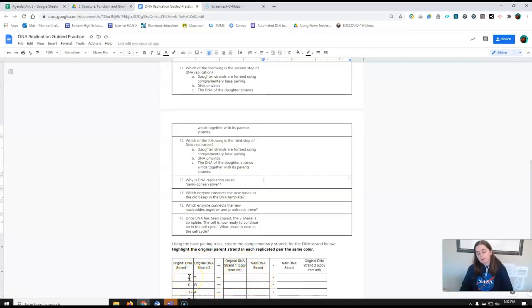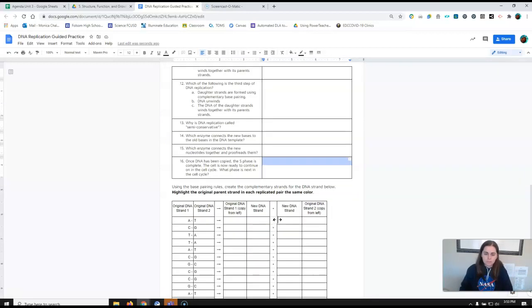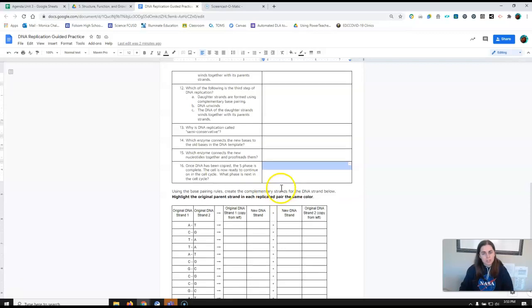I don't know how you would do that, but I guess it's possible in some weird way, maybe. And then number 14 is which enzyme connects the new bases to the old bases, and that's DNA polymerase. And which enzyme connects the nucleotides together and proofreads them? The proofreading is done by DNA polymerase. And then number 16, once the DNA has been copied, the S phase is complete. The cell is now ready to move on in the cell cycle. Which phase is next after we have S phase? So if you remember, the cell cycle starts with G1, it grows, then it hits the S phase, your DNA is synthesized, then it moves into G2. So hopefully you got G2 from this.